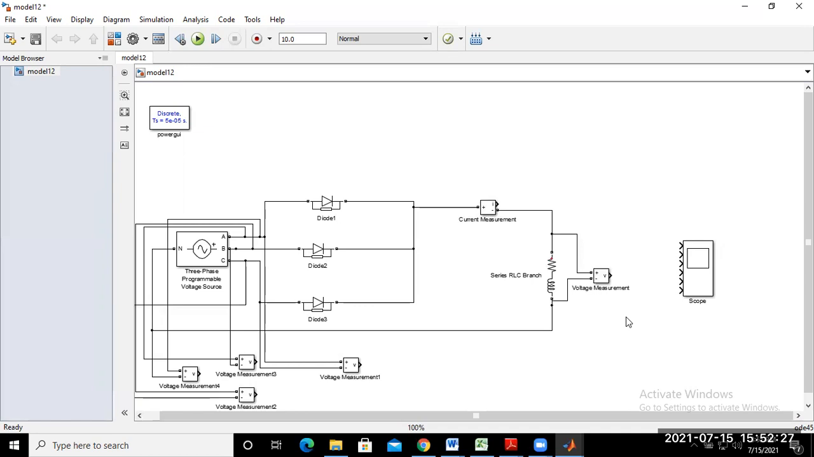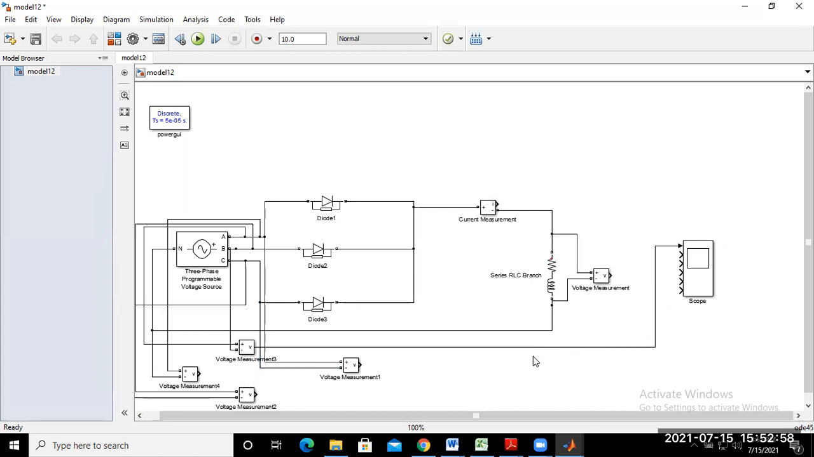So just connect all the voltmeter outputs to a scope. So this one is AB, line voltage AB. So this voltmeter, just drag it upward, and the output of this voltmeter is connected to the scope at axis number 1.